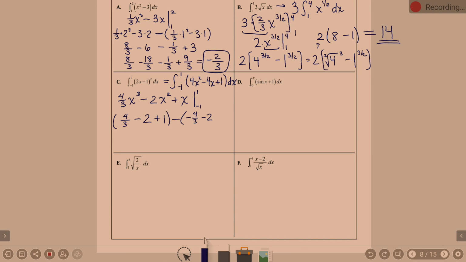Still minus 2, because negative 1 squared is going to be positive 1. So still minus 2. Keep in mind, I still have the minus out front here. I'm not distributing that. And then plus x. Minus. So minus 1.